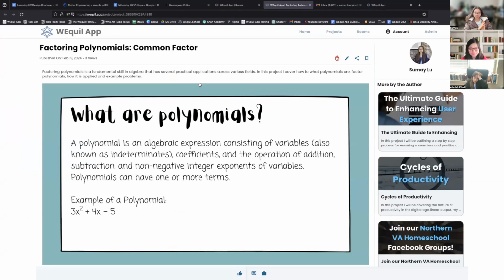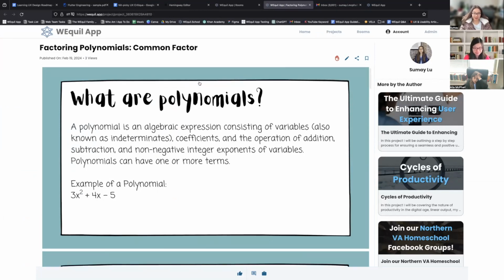And there's a bunch of different strategies you can use to factor polynomials, but this is one of the most basic ways you can do so, primarily working with binomials and monomials, which we'll talk about right now. So first, what is a polynomial?